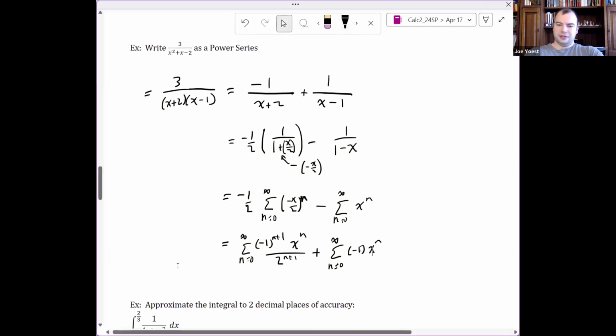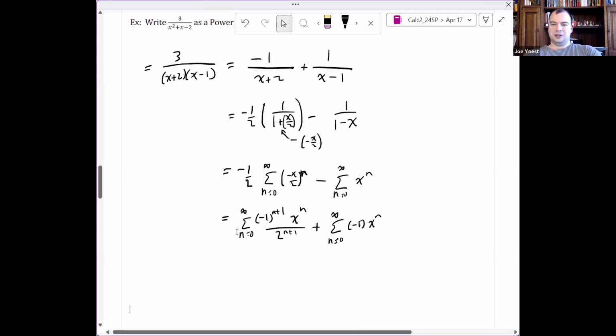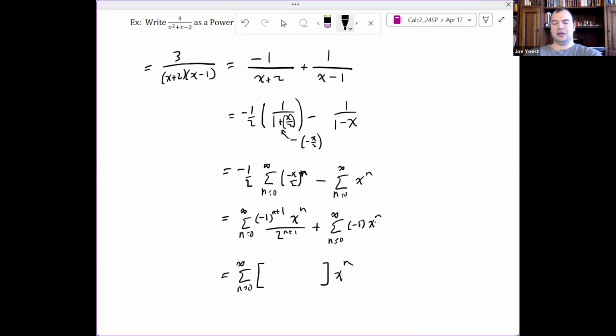So now I have my indices of the series, sum n equals 0 to infinity, match in both cases. And my powers x to the n are the same in each of my series. I should be able to wrap these under the same series, and then factor out my x to the n. What do I get here? Negative 1 to the n plus 1 over 2 to the n plus 1 minus 1. Not the prettiest series coefficients in the world, but that's what I would get under a single power series.